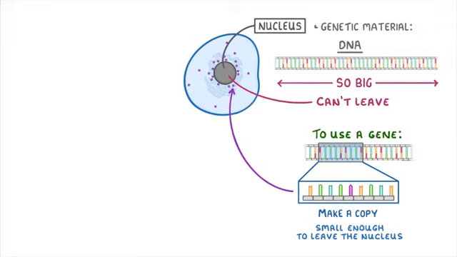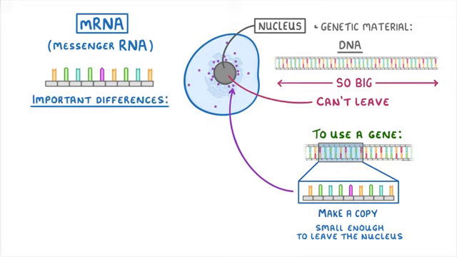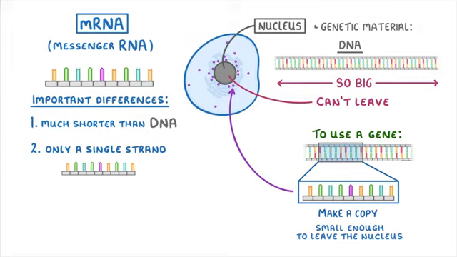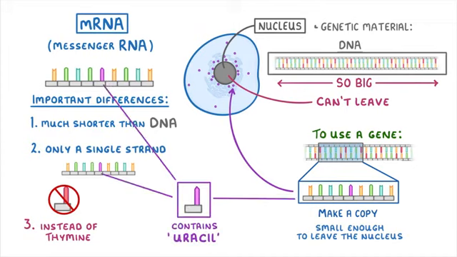Now, this copy we're talking about is mRNA, which stands for messenger RNA, and is just a copy of a single gene. The structure of mRNA is mostly similar to DNA, but it does have a few important differences that you need to know about. For one, it's much shorter than DNA, because it's only a single gene long. It's also only a single strand, rather than a double strand like DNA. And finally, instead of containing the base thymine, it contains uracil.